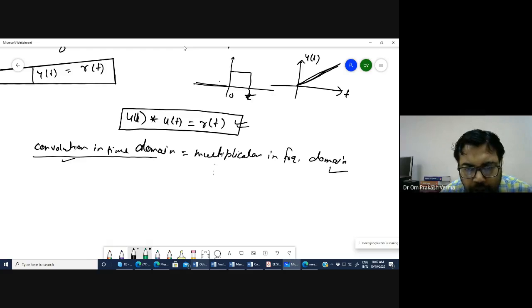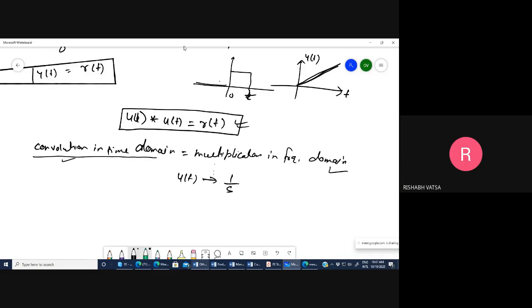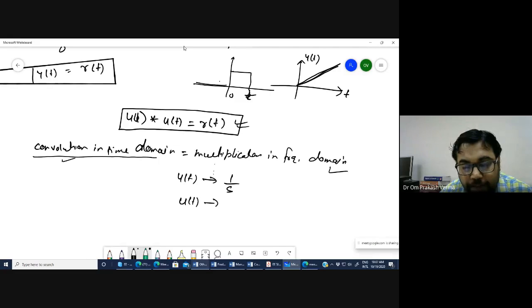How? You know the frequency domain of u(t). u(t) is represented by 1 upon s in the frequency domain. Yes or no? Yes, sir. u(t) is again represented by 1 upon s. This is the Laplace transform of u(t). And when you multiply 1 by s into 1 by s, the answer is 1 by s square.